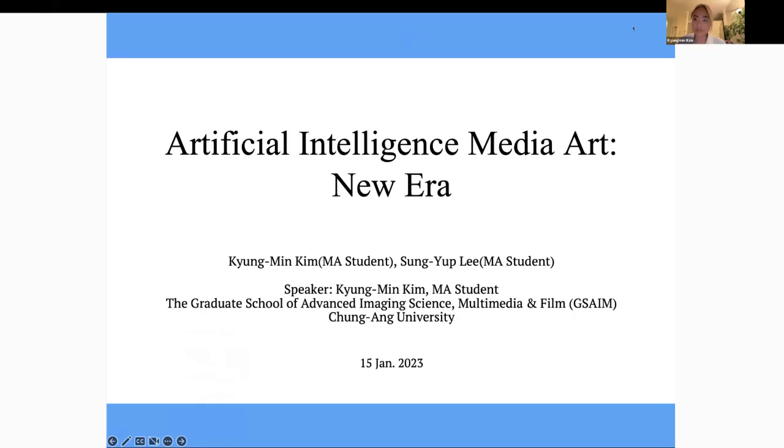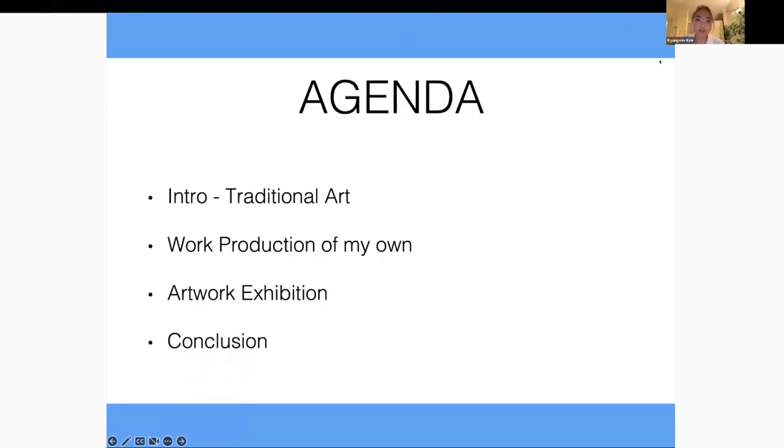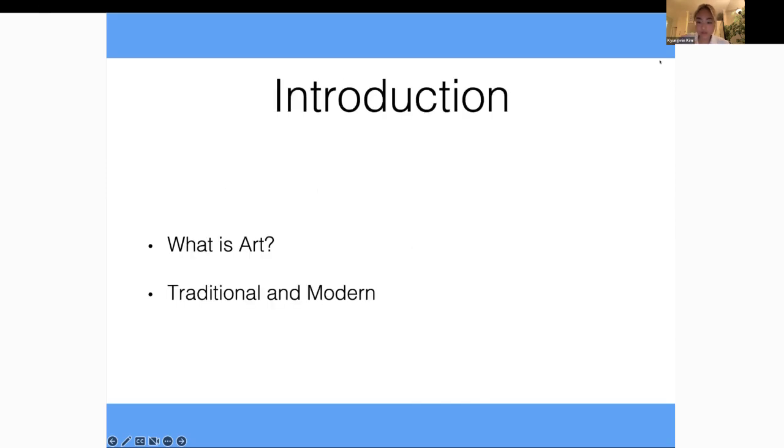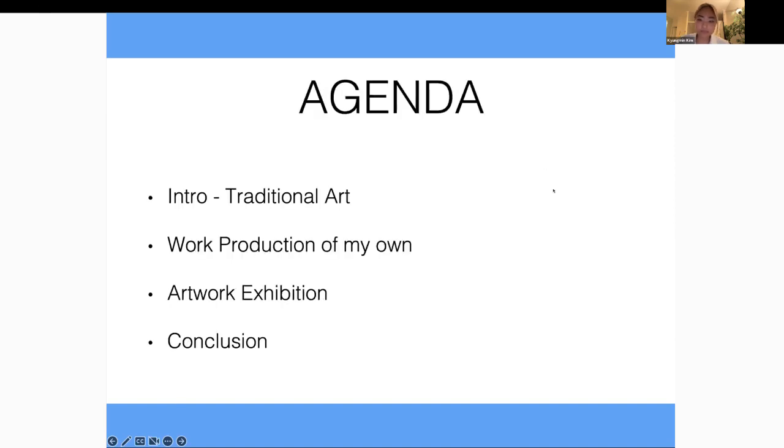My name is Kyungmin Kim from GSAIM Chungang University in South Korea. So here's the agenda for today's presentation. First, an introduction about general art, which is traditional versus modern. Second will be the work production of my own, basically how to make my artwork. Next will be the exhibition of the work, the information of it. Last will be the conclusion of my paper.